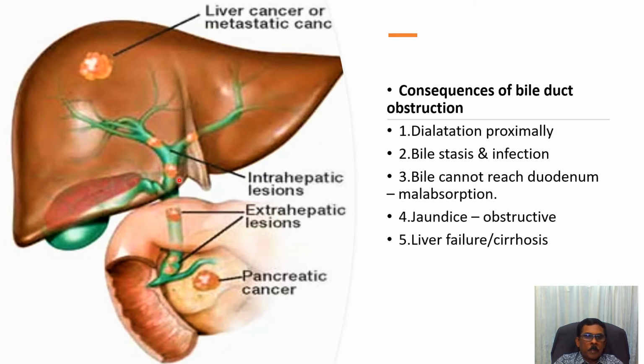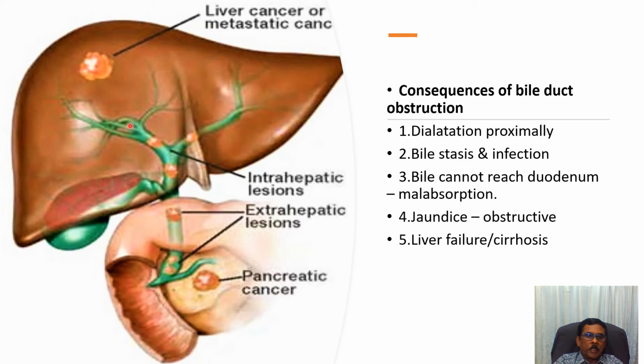Obstructive jaundice is jaundice due to blockage of the biliary tree, especially the main bile ducts, the common hepatic and the common bile ducts. And the most common obstruction is due to stones, gallstone disease.